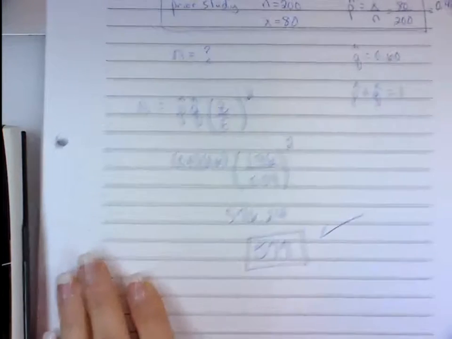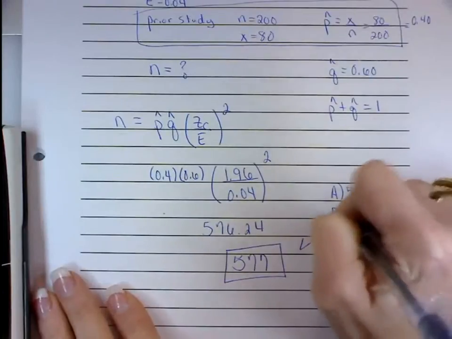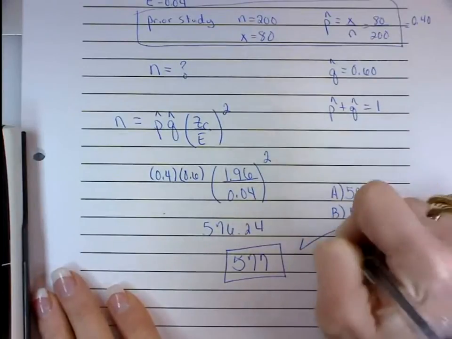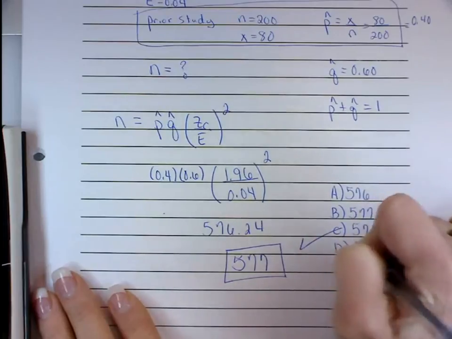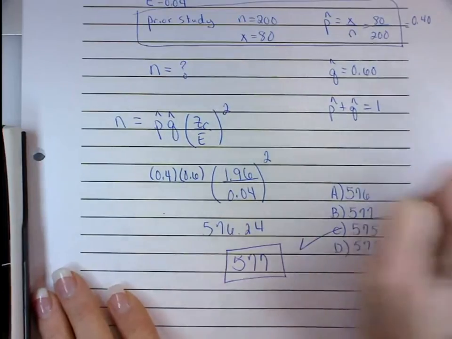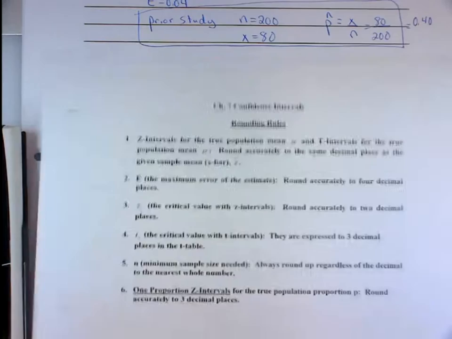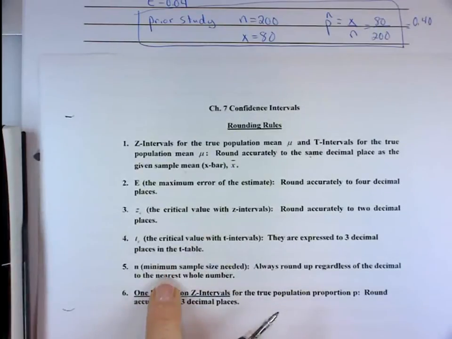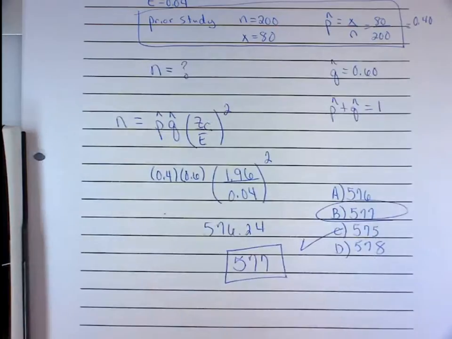577. On the multiple choice test, I plan to put 576 and 577 and something like a 575 and a 578. Make sure you go with B. I'm testing your ability to know this rounding rule. And remember, when it's a sample size question, rule number 5, always round up regardless of decimal to the nearest whole number. So that's rule number 5, and that would still be 577.